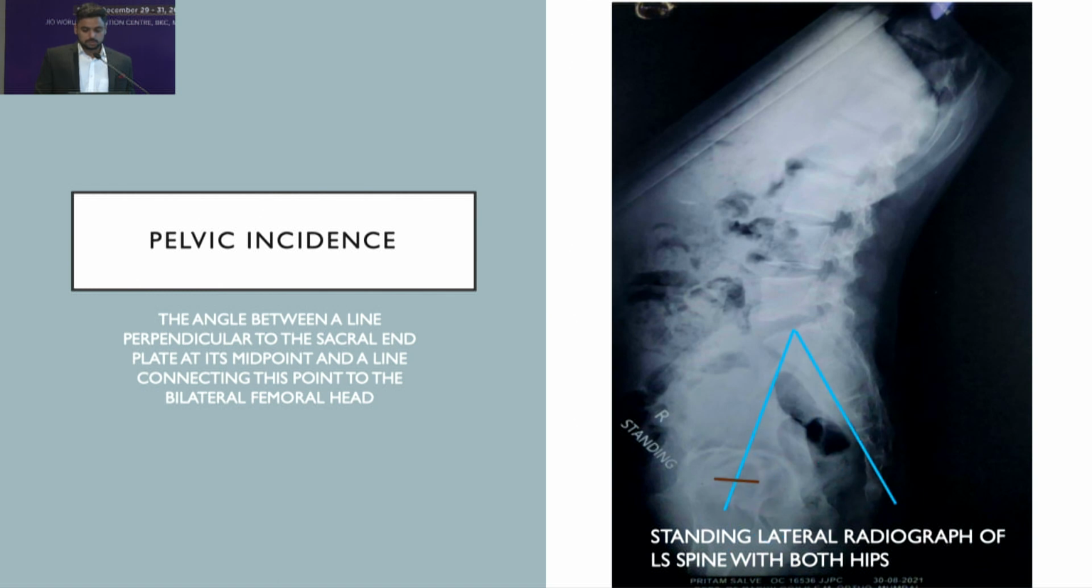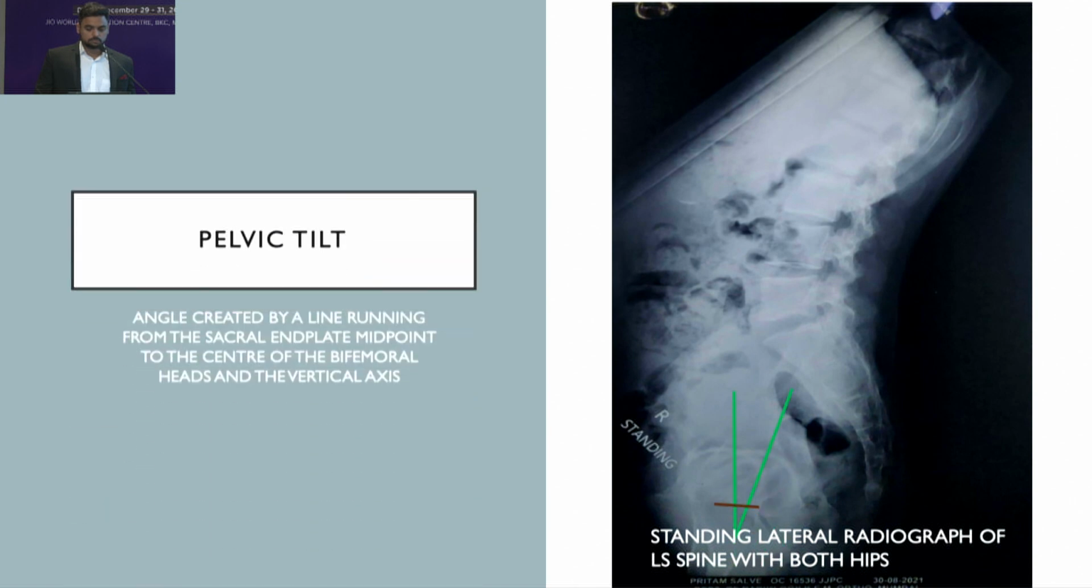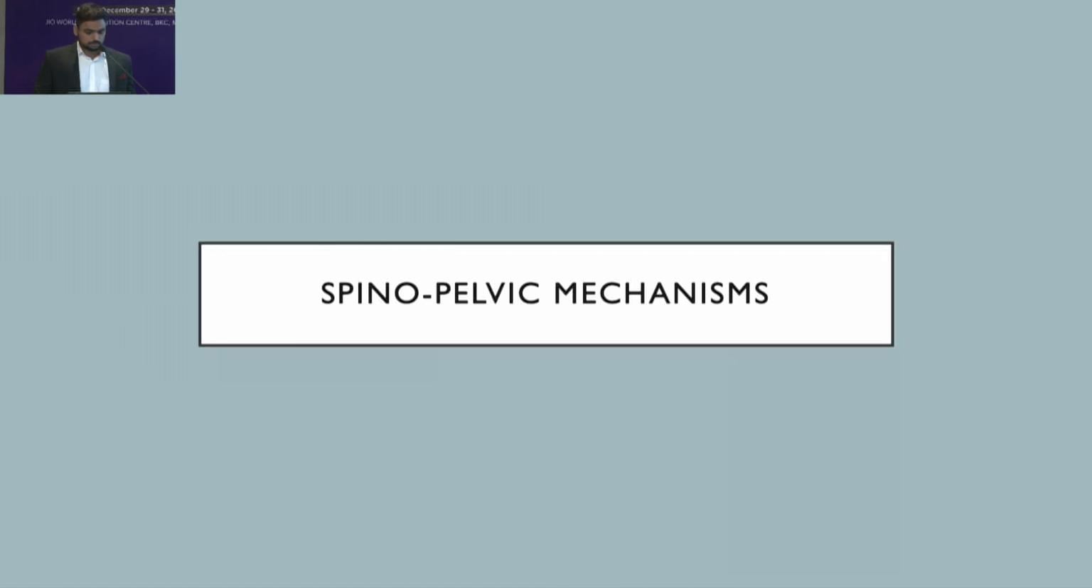Pelvic incidence. Pelvic incidence is the angle between the line perpendicular to the sacral end plate and the line connecting the midpoint of sacral end plate to the midpoint of bilateral femoral head. Pelvic tilt. Pelvic tilt is the angle between the line connecting the midpoint of sacral end plate to the midpoint of bilateral femoral head and the vertical reference line.